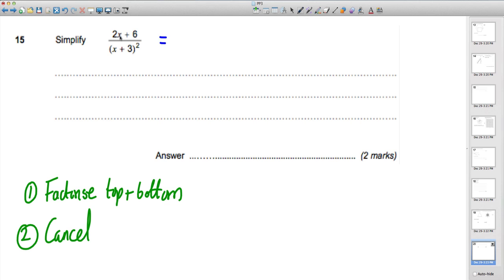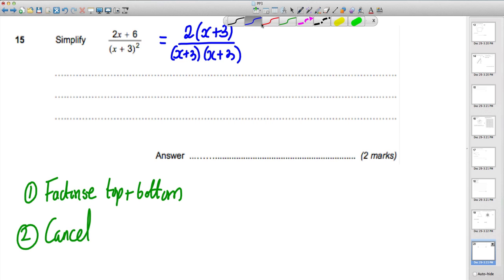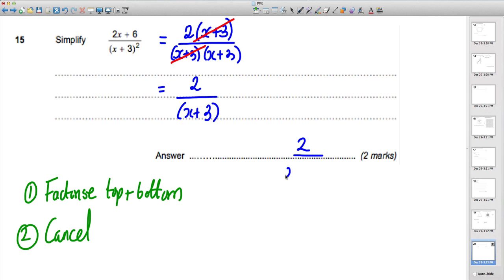Anything going into 2x plus 6? Well, 2 does. 2x divided by 2 is x, 6 divided by 2 is 3, so it's x plus 3, all over x plus 3 squared, which means x plus 3 times x plus 3. Now look, something cancels. x plus 3 is multiplying on top and bottom, so it cancels, and you're just left with 2 on top and x plus 3 on the bottom. That's your answer. Simple as that. No further work required.